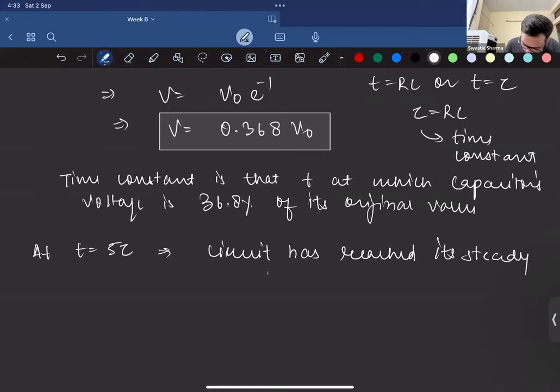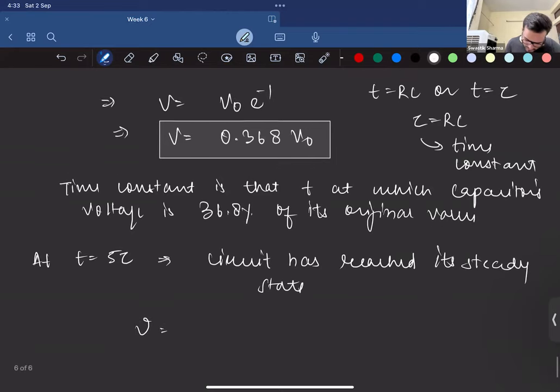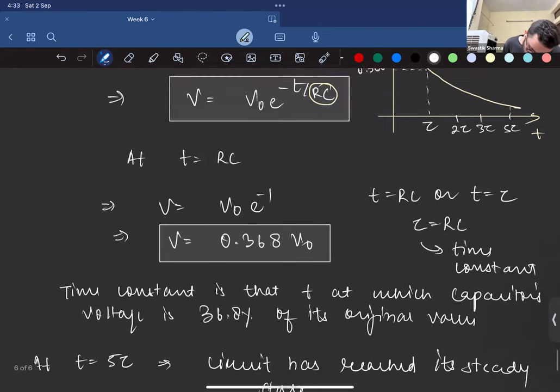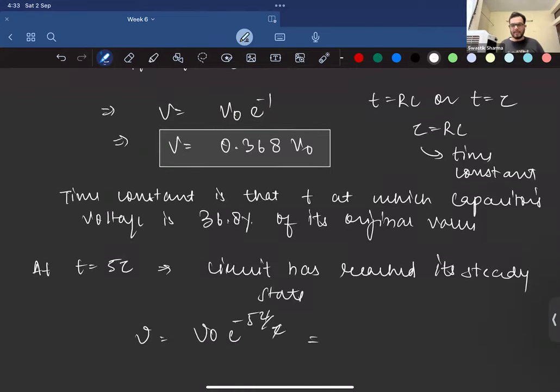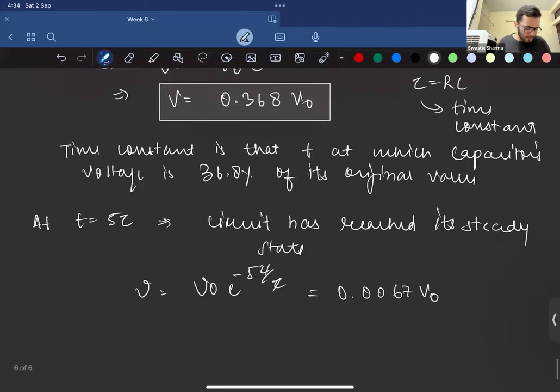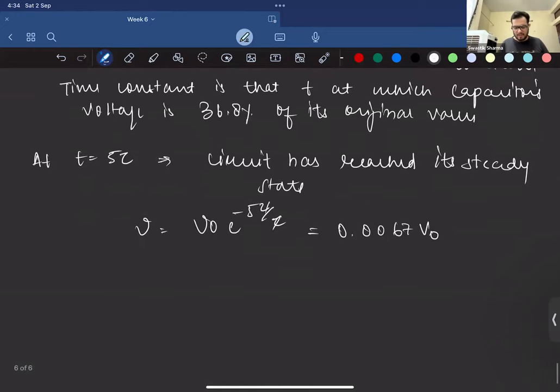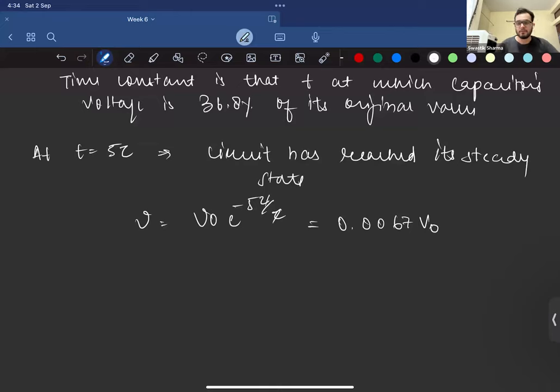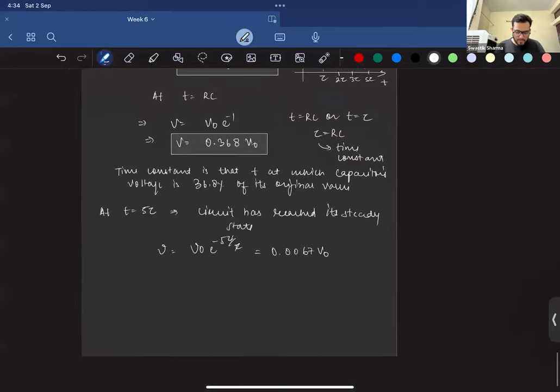So this is what I'm proposing. So let's quickly check. You don't have to believe me, right? So let's check. V naught e raised to power minus 5 tau by tau. Can you quickly tell me what is this value? It would be 0.0067 V naught, right? So we say that since it has reached this particular value, which is approximately zero, it has reached its steady state. So we assume that at the fifth time constant, the circuit reaches its steady state.